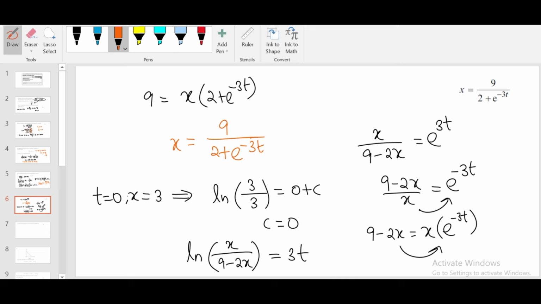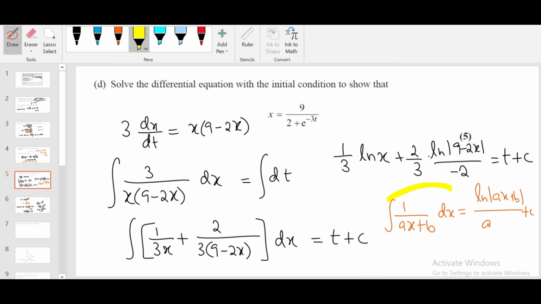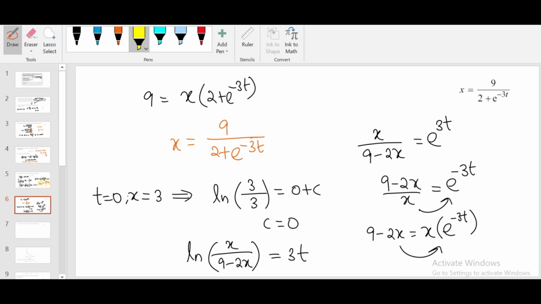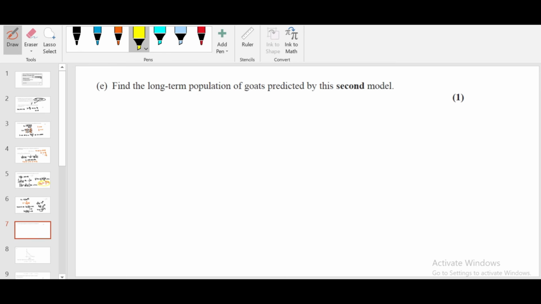That's all. So only thing you should remember here, when you integrate, you need to apply this rule. That's very important here. So that's all. Let's move on to the next part now.